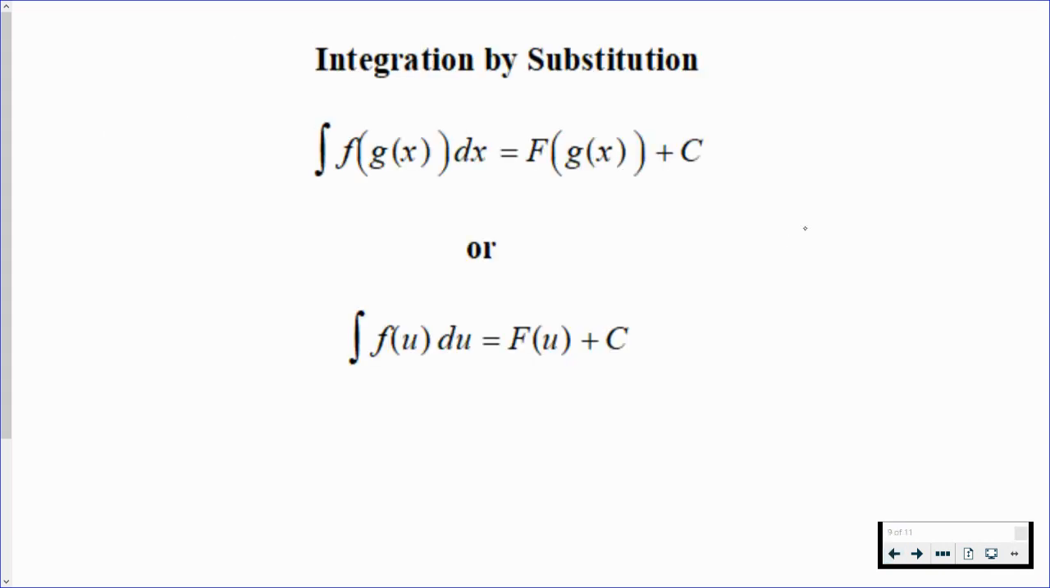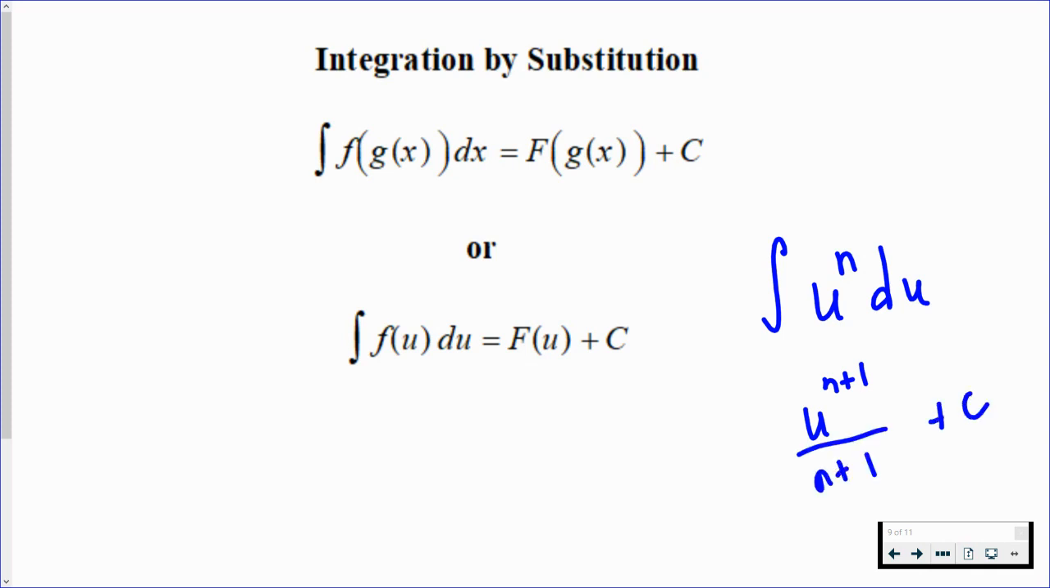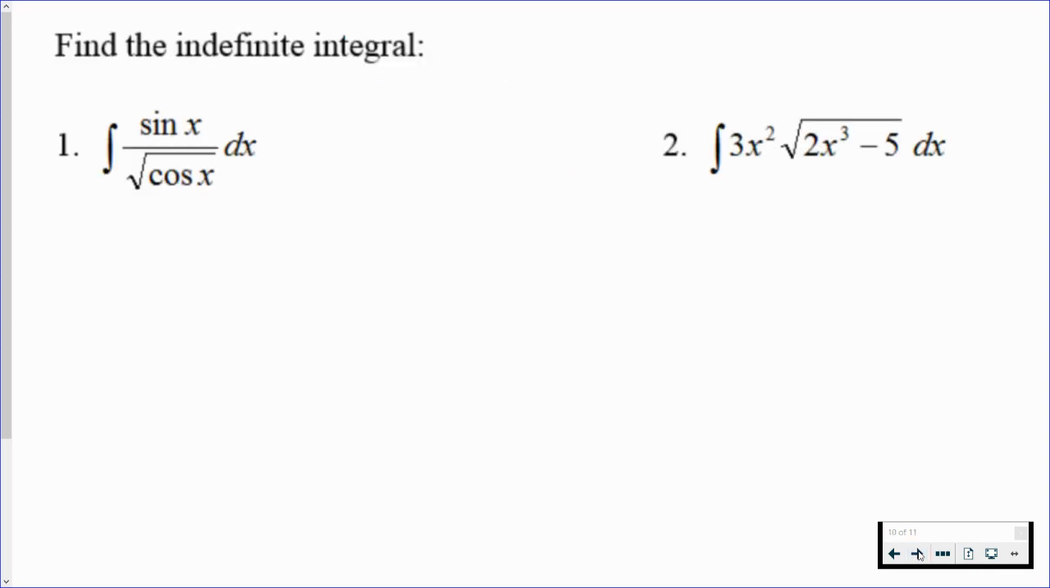If we have the integral of u to the nth power du, remember this is our general power rule, we end up with u to the n plus 1 over n plus 1 plus c. Big thing to remember is that we have to take into account, we have to have our du. So we have to have a version of the derivative somewhere of u.